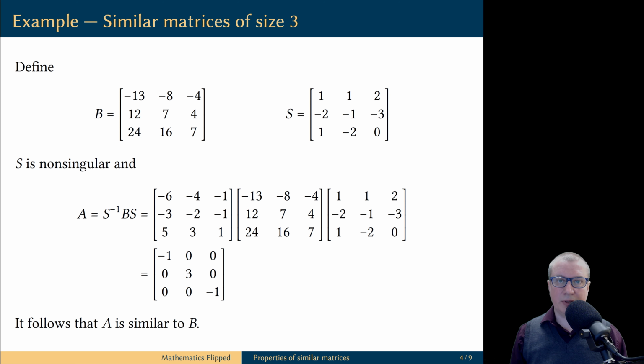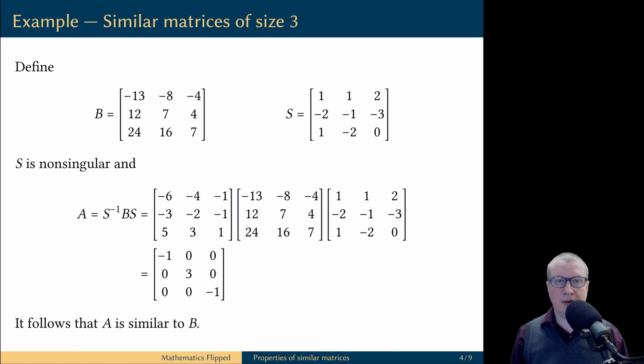Here is an example of similar matrices. If we start with a 3x3 matrix B and we take an arbitrary non-singular matrix S of size 3, then we can construct the product S inverse B S. We can compute the result of this product. This is matrix A, and by our definition, this matrix A is similar to the matrix B via the non-singular matrix S.